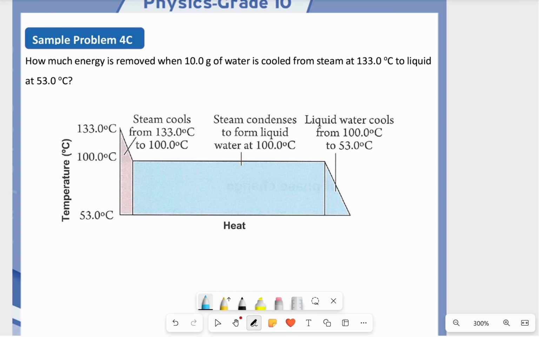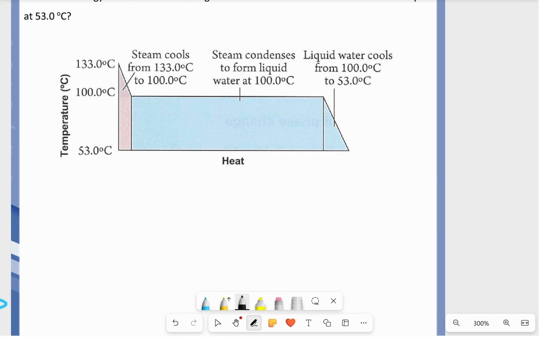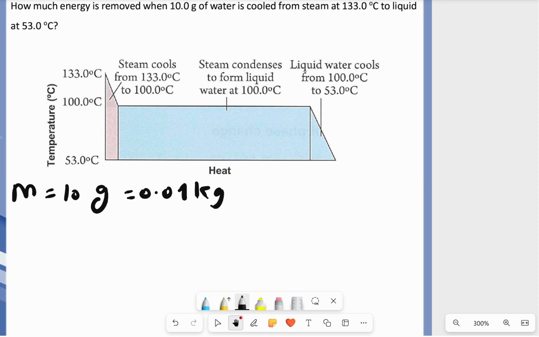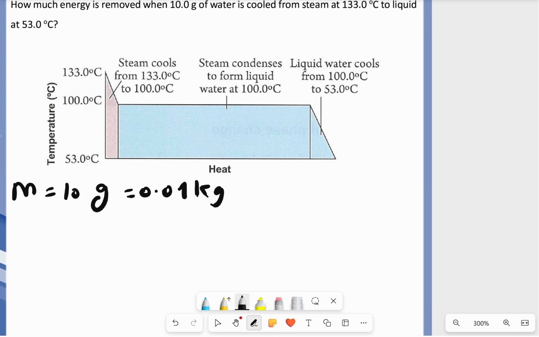It says how much energy is removed when 10 grams of water, so we have our first given, mass is equal to 10 gram. Change it to kilogram, it's going to be 0.01 kilogram. Mass is equal to 0.01 kilogram. Is cooled from steam at 133 Celsius to liquid at 53 Celsius. So we are going to calculate Q total, okay?